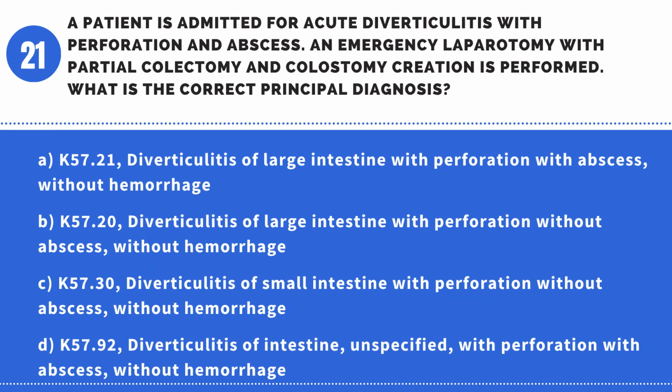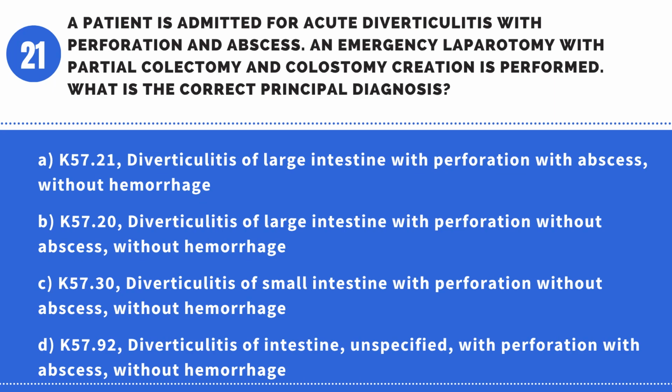Question 21. A patient is admitted for acute diverticulitis with perforation and abscess. An emergency laparotomy with partial colectomy and colostomy creation is performed. What is the correct principal diagnosis? A.